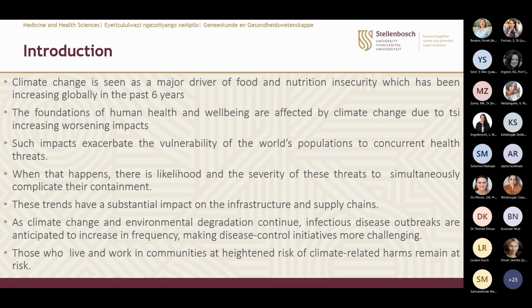So what happens is that there is likelihood and severity of this threat to simultaneously complicate the containment of these threats. These trends, I don't know how to hide this, it's disturbing. Okay, thank you. I was able to do that.